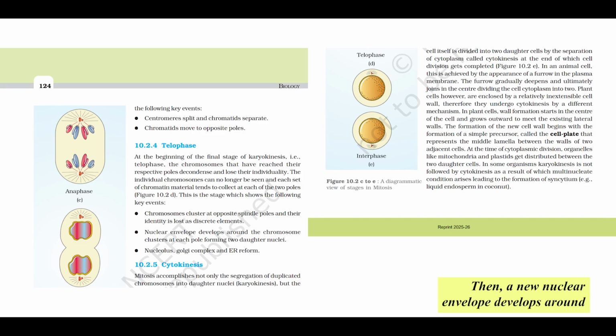Then, a new nuclear envelope develops around each cluster of chromosomes at the two poles. This forms two distinct daughter nuclei. So the nucleus reforms. What about the other stuff that disappeared? Good recall. The nucleolus, Golgi complex, and ER, which disappeared in prophase, begin to reform within each new daughter nucleus. Everything gets rebuilt.